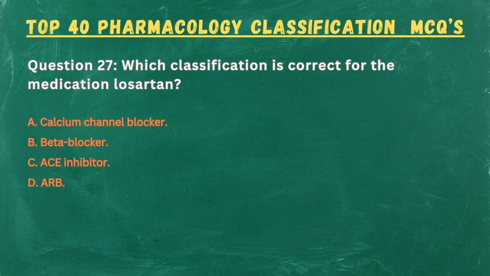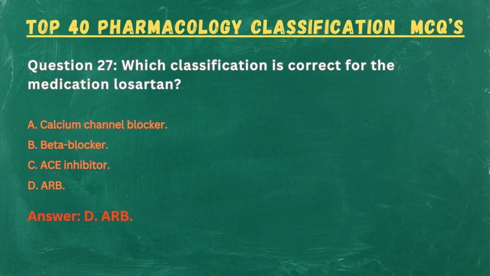Question 27. Which classification is correct for the medication losartan? A. Calcium channel blocker. B. Beta blocker. C. ACE inhibitor. D. ARB. Answer: D. ARB.